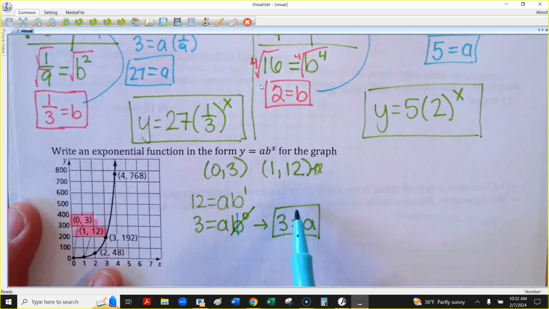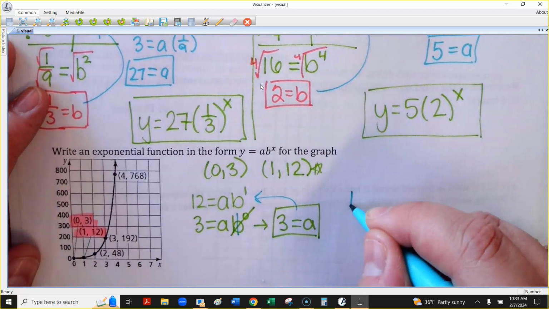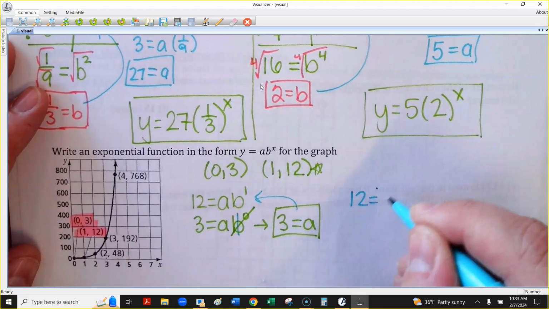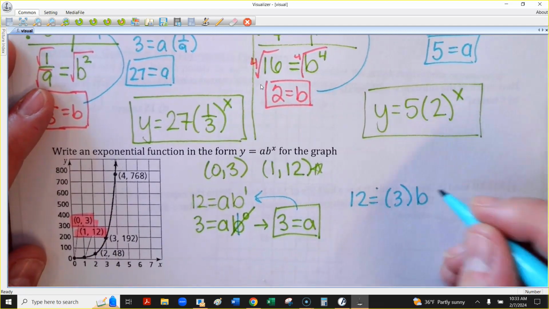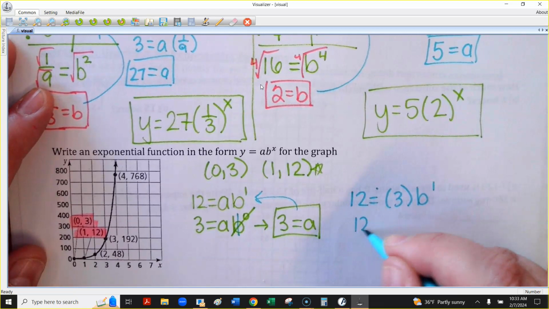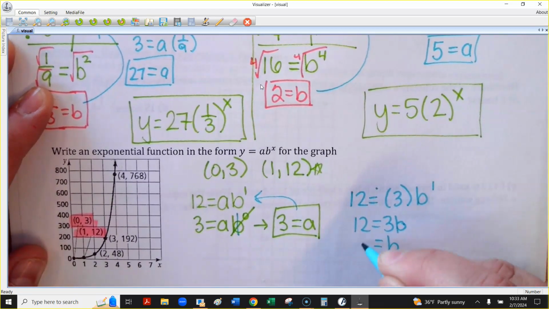Now, all you're going to do, just plug that back in, we'll get our b value, just use the other equation. So I'm going to do 12. I know a is 3 from that other equation, and then b to the first would just be b. So this is 12 equals 3b. We'll divide both sides by 3 and we're done. So b is going to be 4 there.